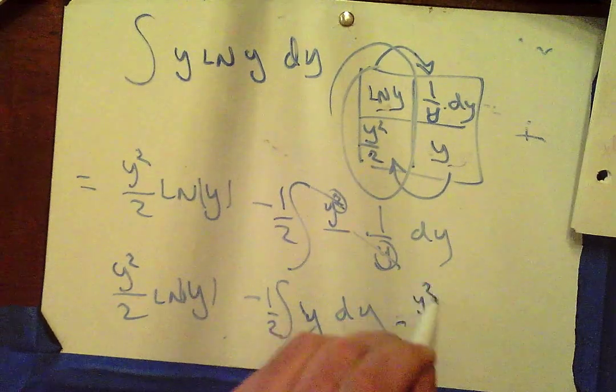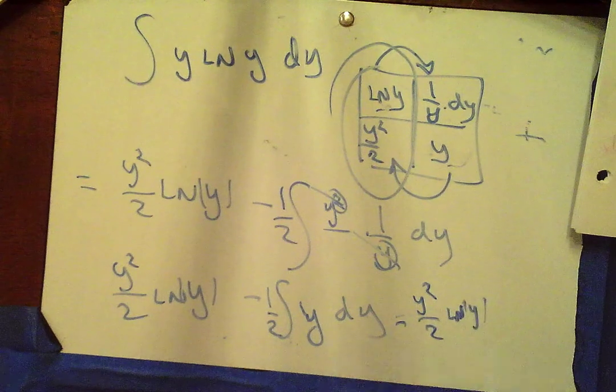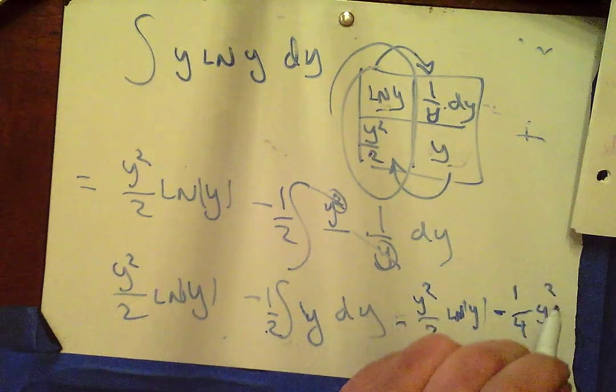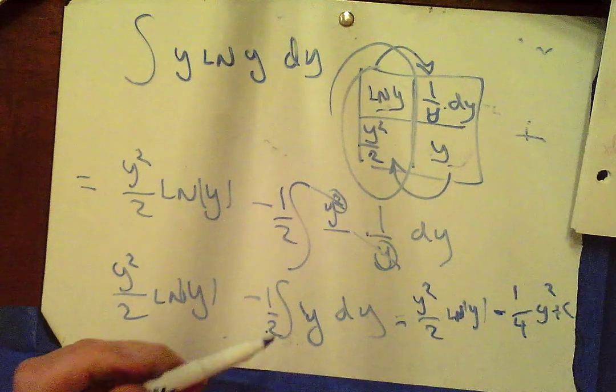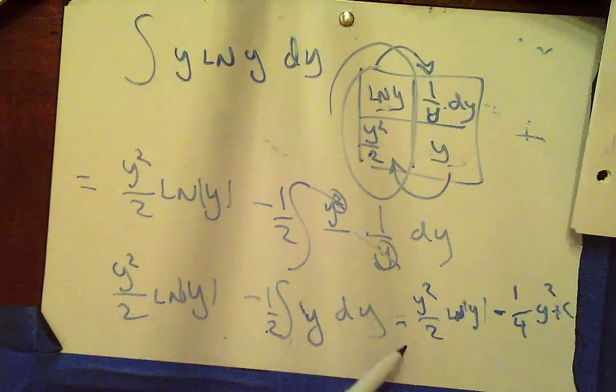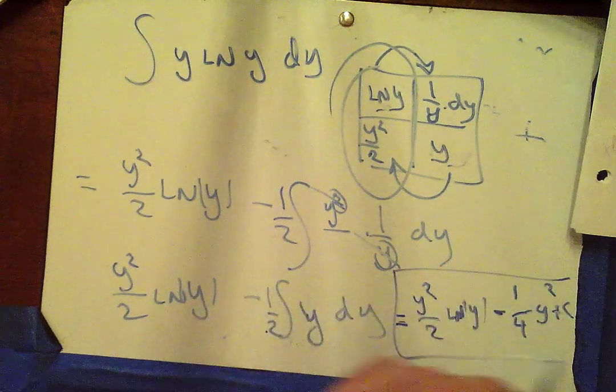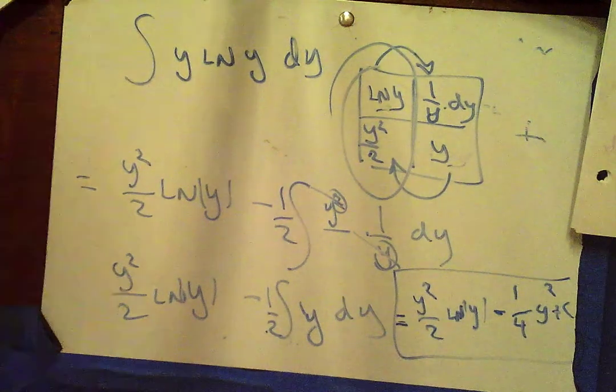Okay, let's finish this up. This is going to be y squared over 2 ln of y minus the antiderivative of y, which is y squared over 2, times that. So I'm going to add minus 1/4 y squared, and don't forget the plus c. So there's my antiderivative. We did do the antiderivative of ln of x, but really I don't recommend you memorize that one.